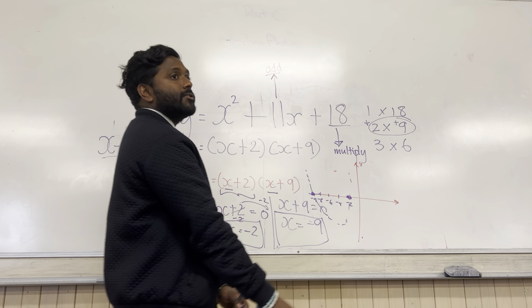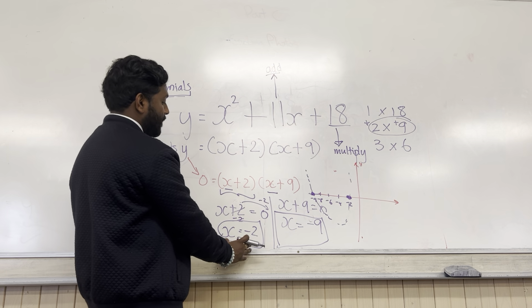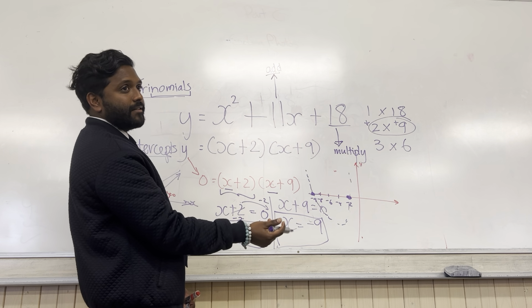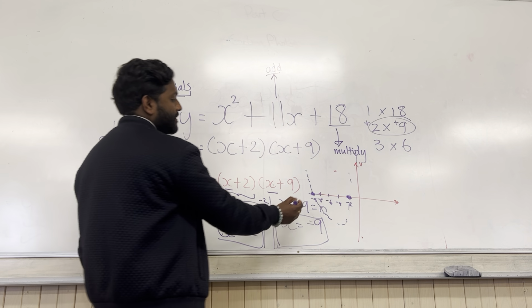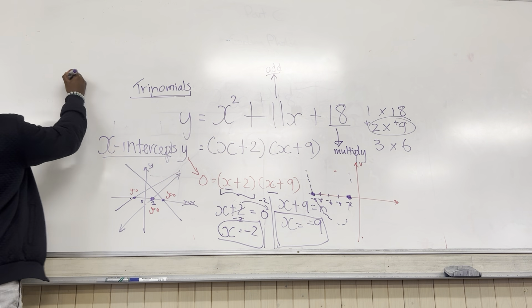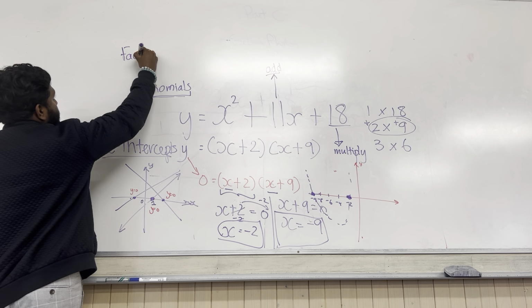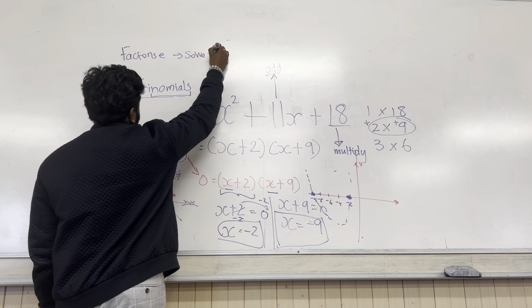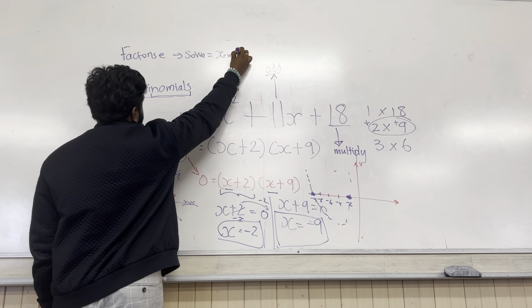So when you factorize, then you're going to solve for x. You're finding out your x-intercept. So basically, x is negative 9, x is negative 2. So I'll write here: when you factorize, and then you solve, it gives you your x-intercept.